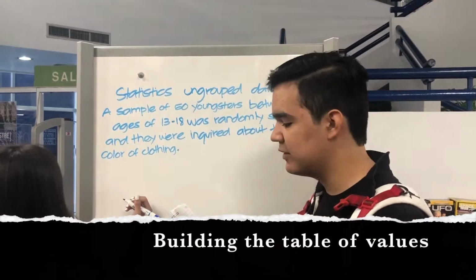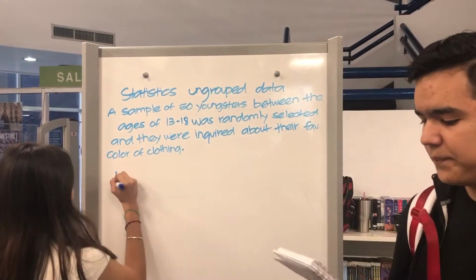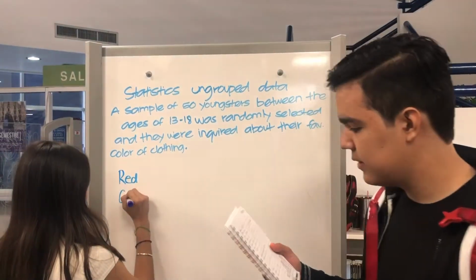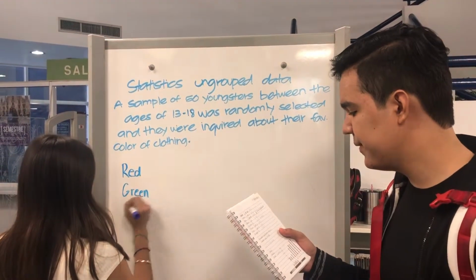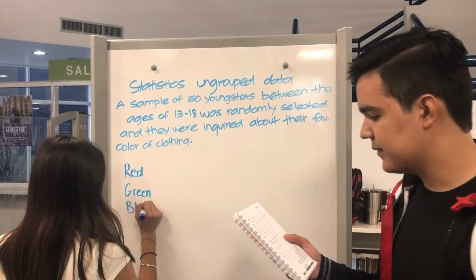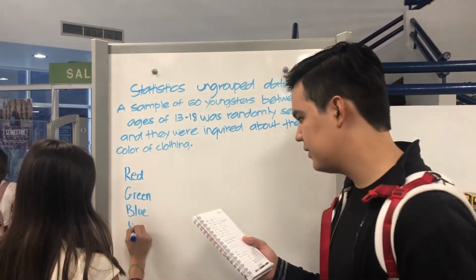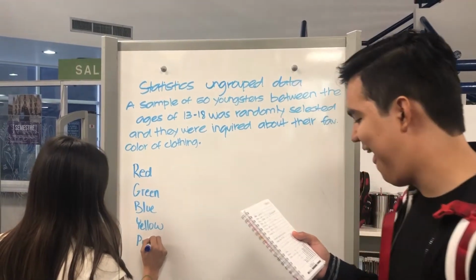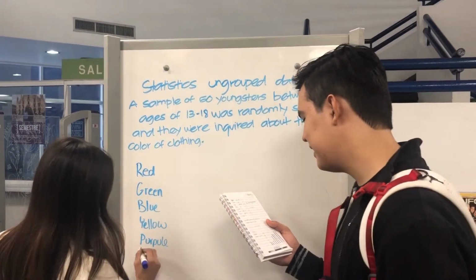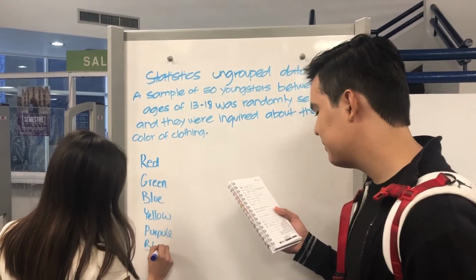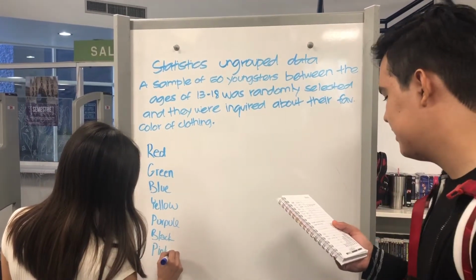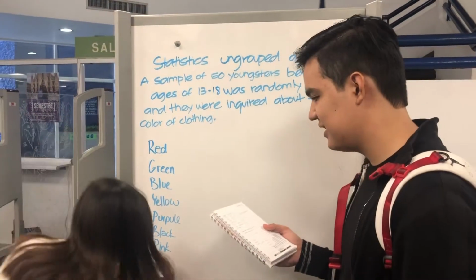For this example, the colors that we're going to be using are red, green, blue, yellow, purple, black, pink, and orange.